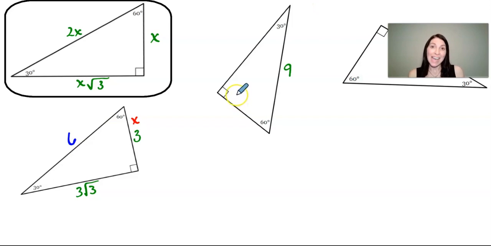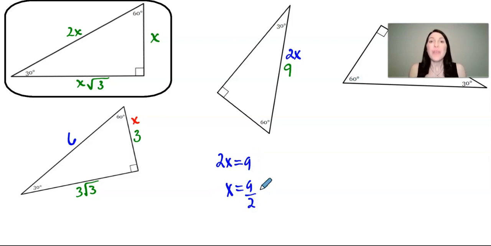But what happens if we're given the hypotenuse now? Notice we are given the side across from the right angle, which is the 2x side. I'm going to create an equation so that I can solve for x. If 2 times x were 9, and I divide both sides by 2, then x must be 9 halves. Well, there is my side across from 30, which is x. So I would go across from the 30-degree angle, and I would label that side as 9 over 2.